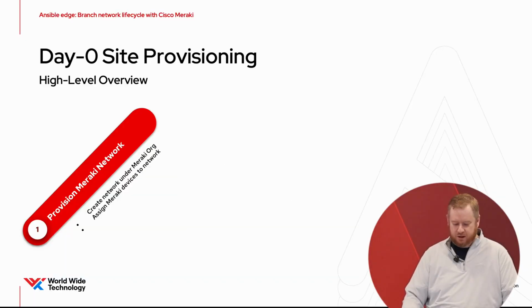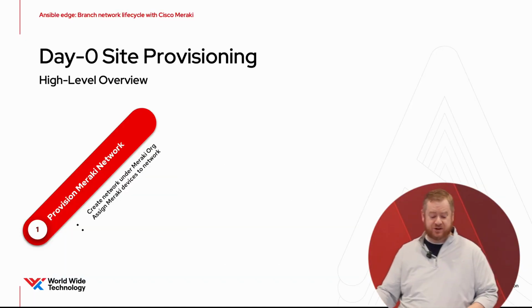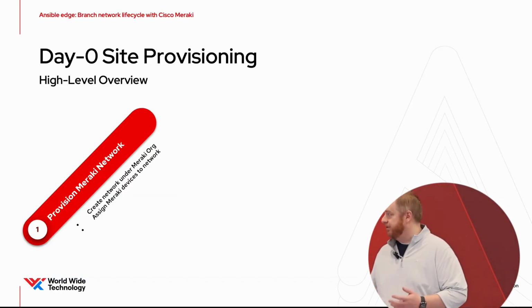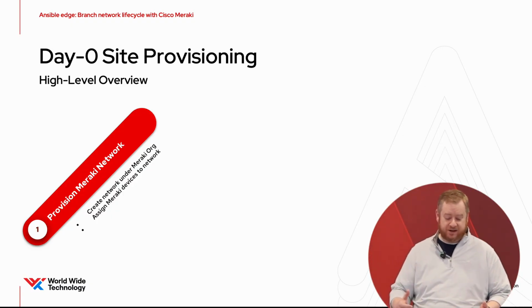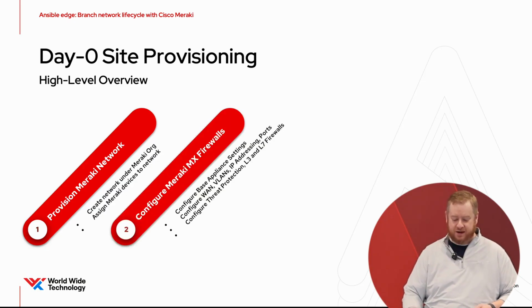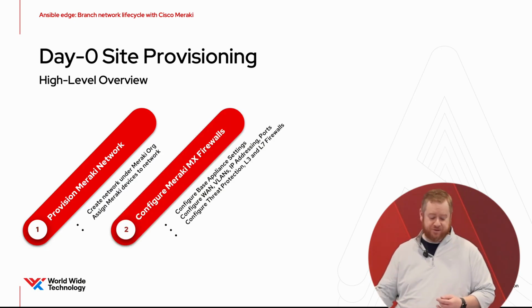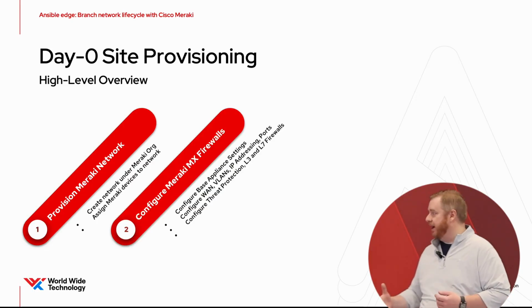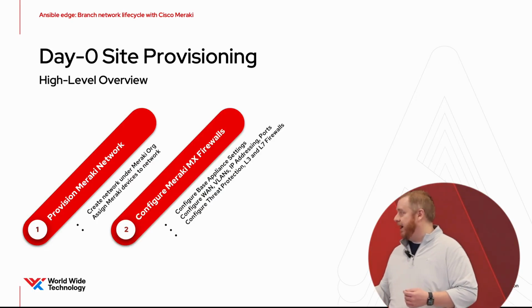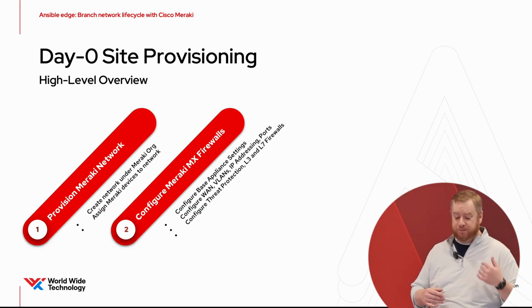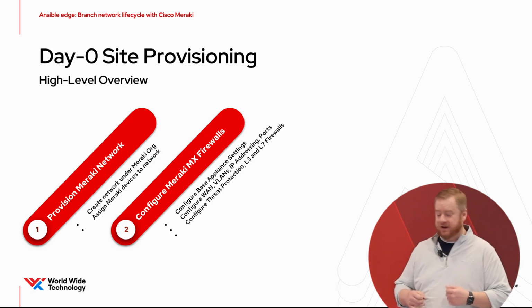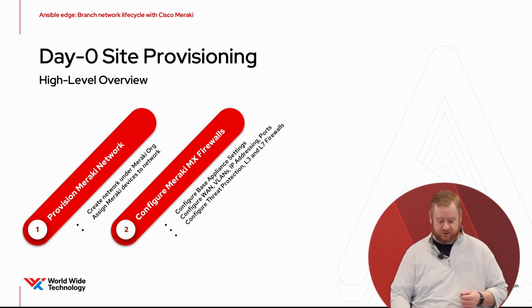Next, we're going to talk about the day 0 site provisioning. If you're familiar with Meraki, first and foremost we have to provision the network. We'll create the network and assign our device inventory to it, which allows us to configure the firewalls. For the firewall, we'll do the base appliance settings, configure the WAN, VLANs, IP addressing and ports, and turn on threat protection. We'll also configure the layer 3 and layer 7 firewall rules.